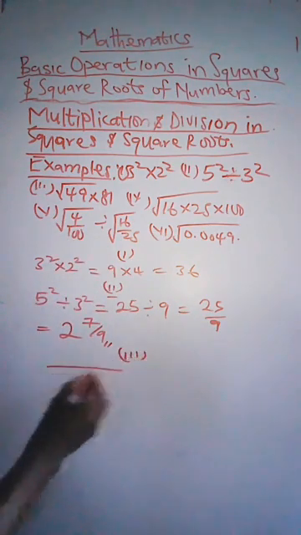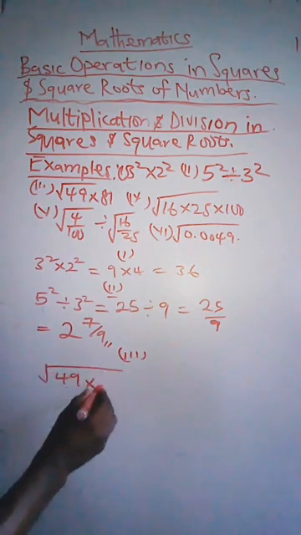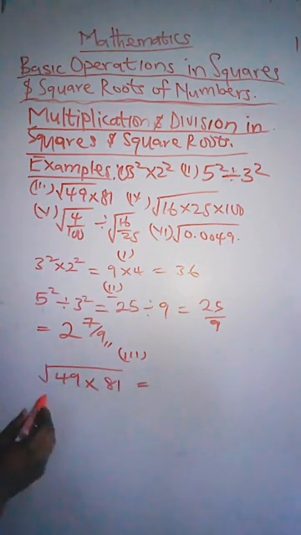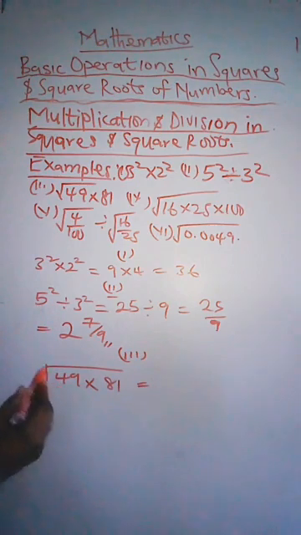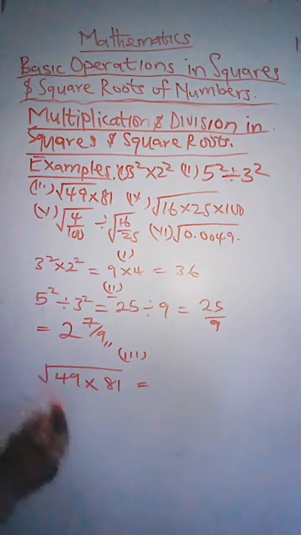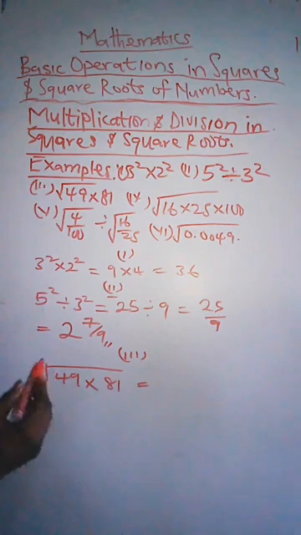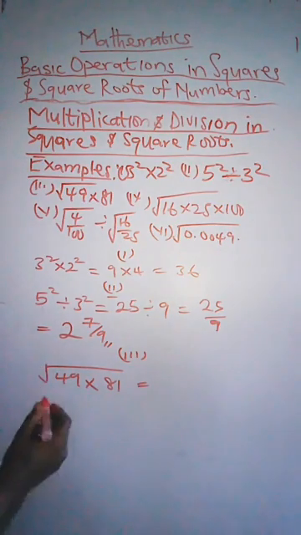That is square root of 49 times 81. Now listen here. Here you can split them because it is multiplication. So multiplication and division, you can split their square root. But in addition and subtraction, you cannot split their square root, because if you do, your answer will be very wrong.